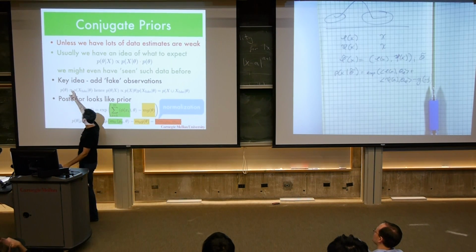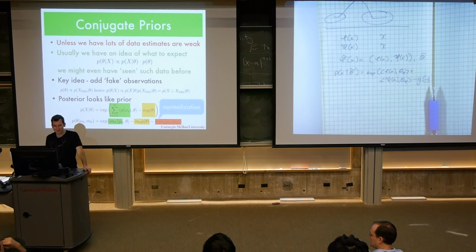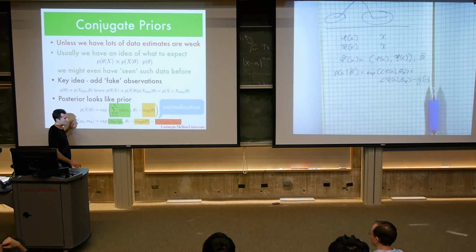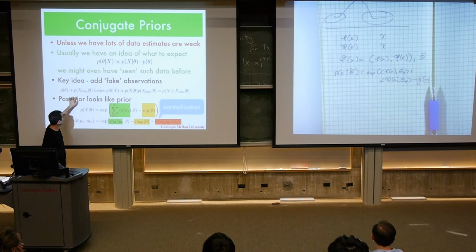Question: why is this a proportional sign here? Why is that not an equality? Exactly, because this is just a likelihood. This is normalized in x given theta, but we want to normalize it in theta for those parameters. That's actually not always possible, but it turns out that for exponential families you can usually get away with it. So this is a little bit of a leap of faith to do this.